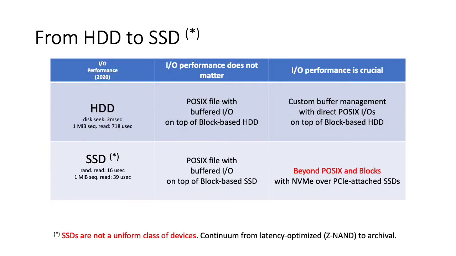The block device interface and POSIX were defined for hard disk drives. Now we've transitioned from HDDs to SSDs. SSDs are orders of magnitude faster than HDDs. If I/O performance doesn't matter, then you can stick with a POSIX file with buffered I/O on top of a block device interface. If I/O performance is crucial, which is the case for database systems, we used to define a storage manager with custom buffer management with direct access to the devices on top of a block device abstraction. This has been the case for decades.